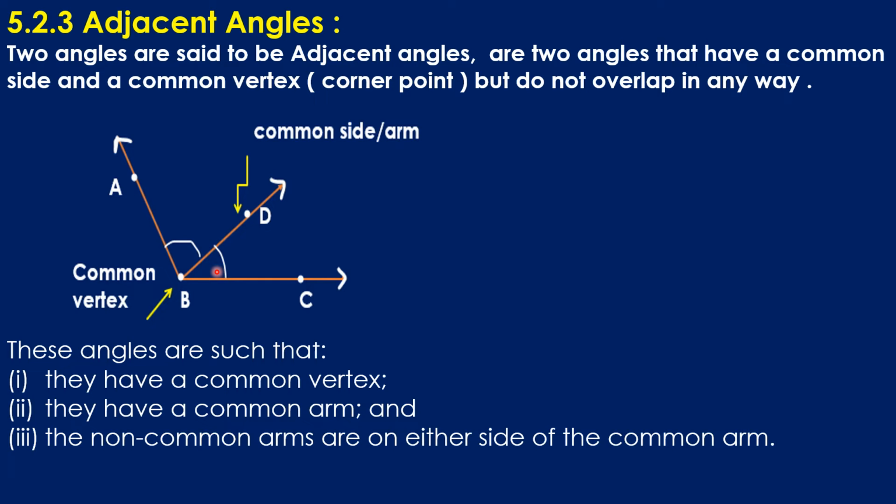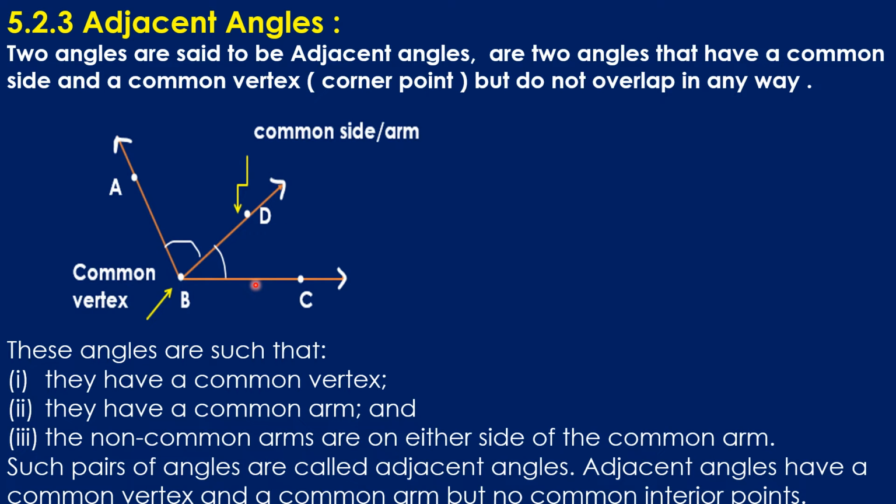So I hope this is understood. Two angles are said to be adjacent provided there is a common vertex, and there is a common side or common arm, and there are two non-common arms on either side of the common arm. Such a pair of angles are called adjacent angles. Adjacent angles have a common vertex, a common arm, but no common interior points. So this is about adjacent angles.